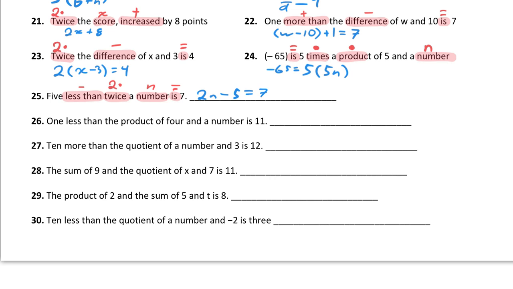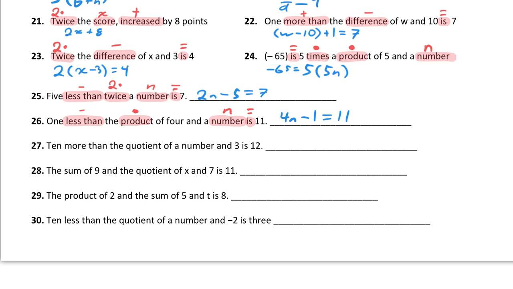For 26, 1 less than the product of 4 and a number is 11. Less than is minus, and we are switching the order of things. The product is going to be multiplication, and a number is going to be n. So we've got 1 less than the product of 4 and a number. So here's 4 and a number, and we've got 1 less than that is 11. And I forgot to put in the is. The is equals.